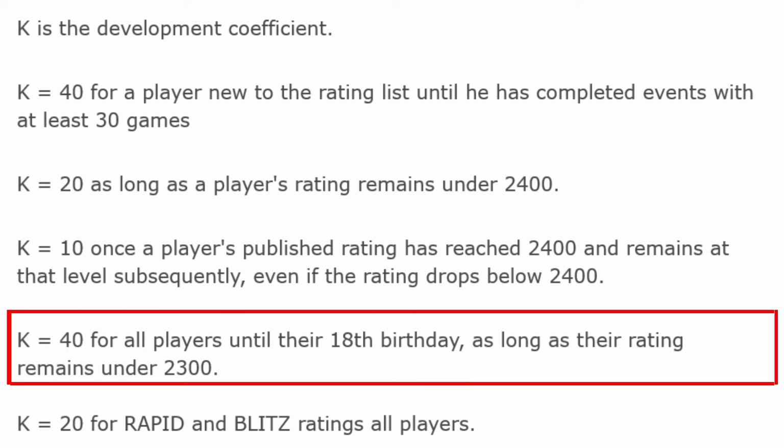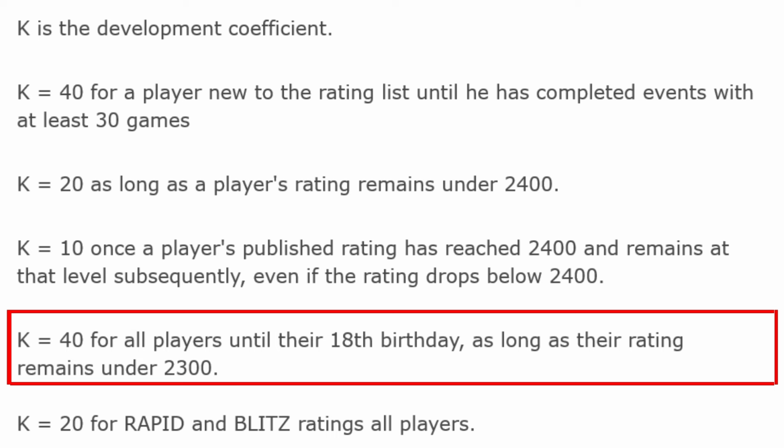Now, the fourth point, which is one of the most important points in today's video, is that the K factor remains 40 for all players until the end of the year of their 18th birthday, as long as the rating remains under 2300. After crossing 18 years, the K factor becomes 20. To explain, let's say I am turning 18 next year on 2nd of January. Till the end of that entire year, my K factor will remain 40. And after that year, that is 2026, my K factor will become 20.